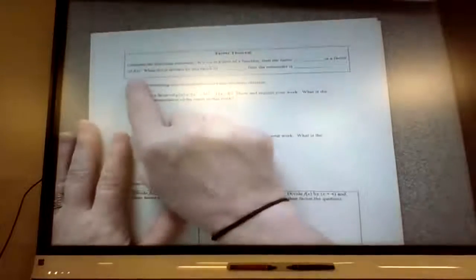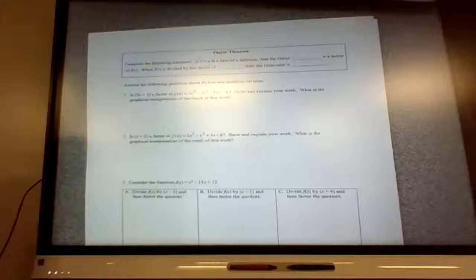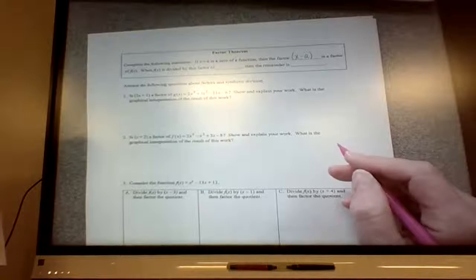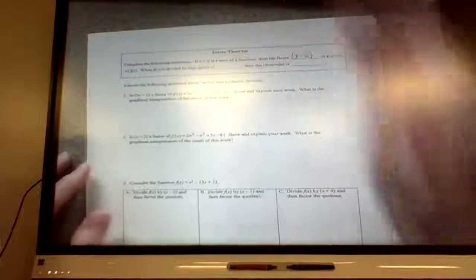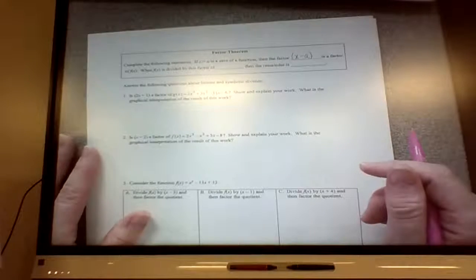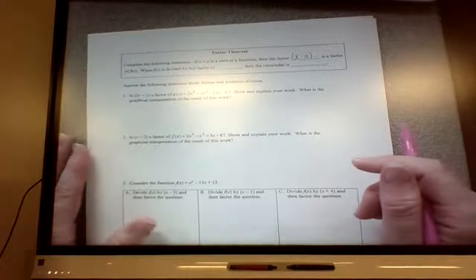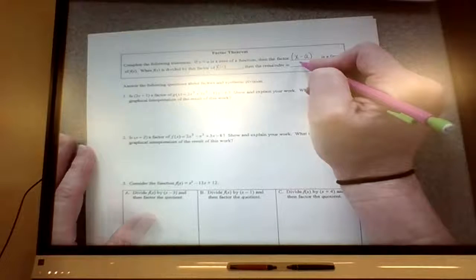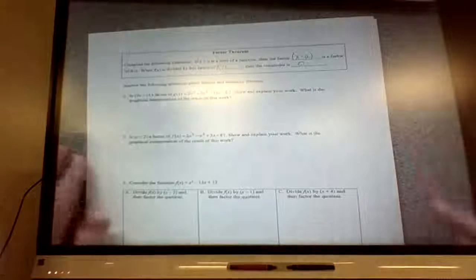All right. So complete this statement. If x equals a is a 0 of the function, then the factor x minus a is a factor of f of x. And when f of x is divided by this factor of x equals a, the remainder is 0. Yes.